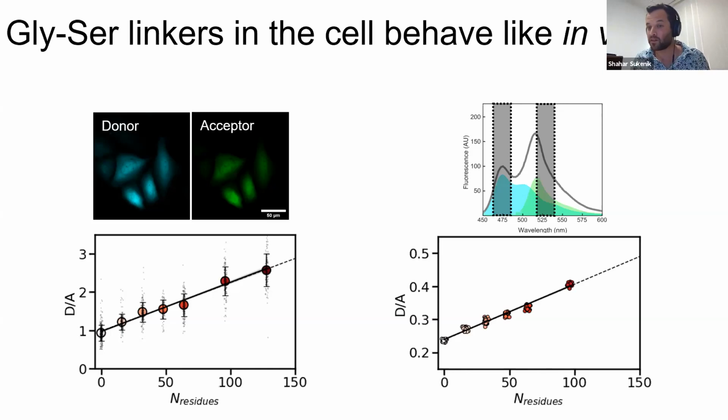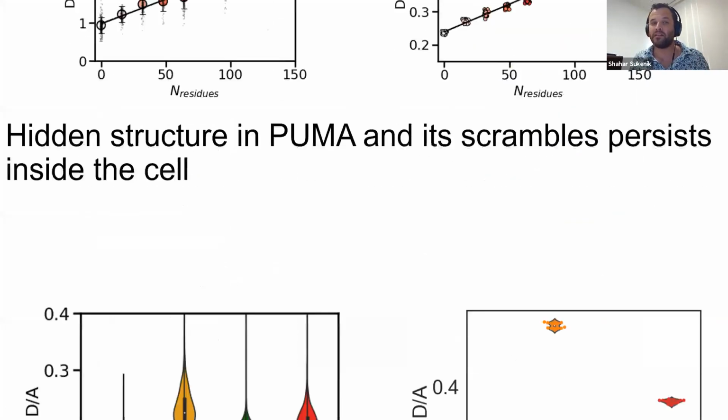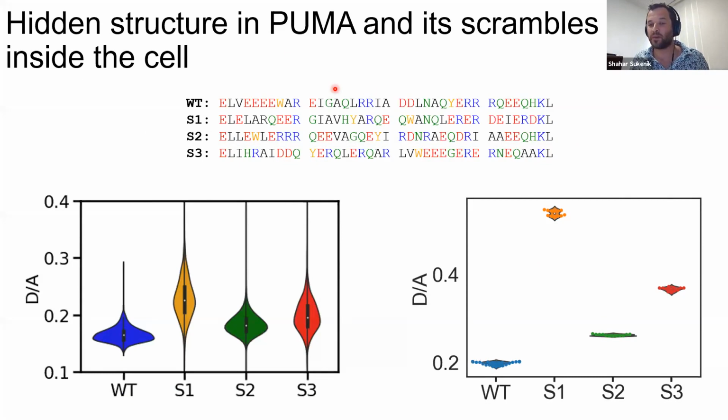We can also start looking at IDPs. So for example, we repeated our Puma and Puma scrambles experiment inside the cell. So again, you look at D over A here, you see the wild type, S1, S2, S3, and here's the comparison to the same thing in vitro. And you can see that the trends persist, right? So wild type is the most compact here, S1 is the most expanded, and so on. And this is, by the way, the average of over 10,000 cells in each of these. So these hidden structures that we think we're measuring in vitro also persist inside the cell.